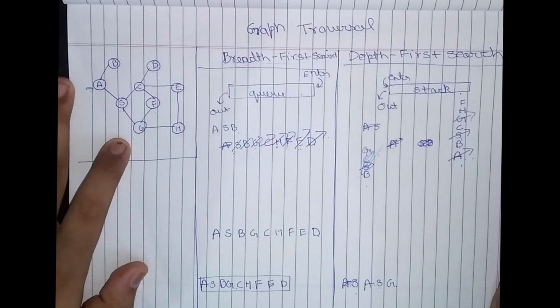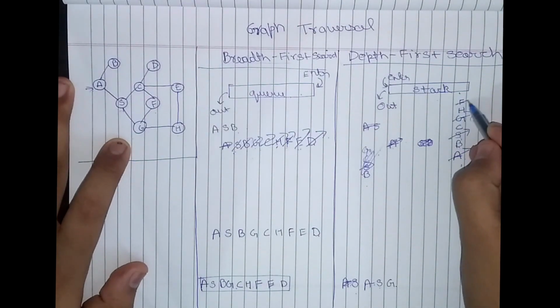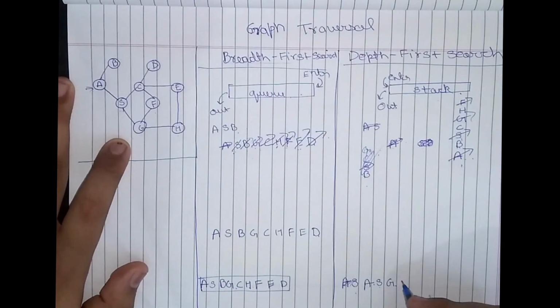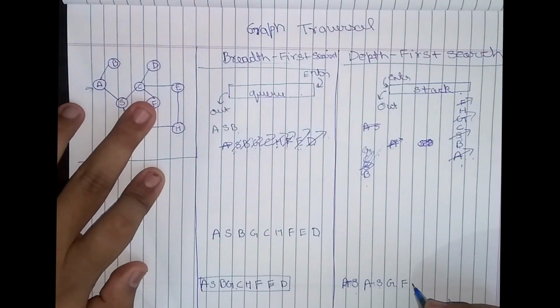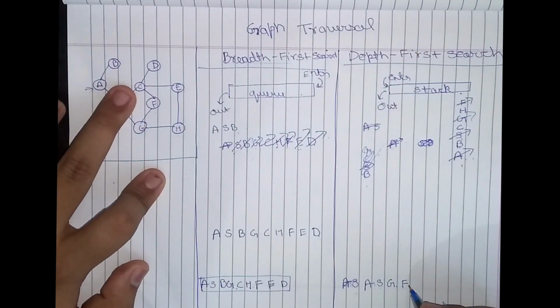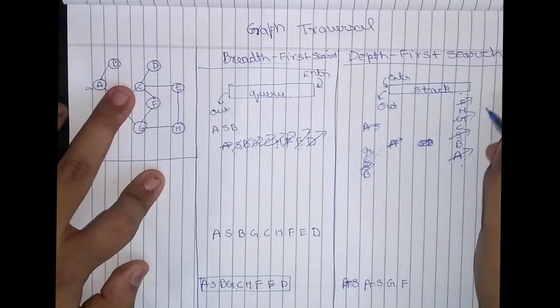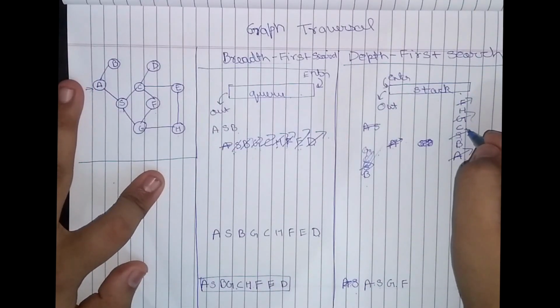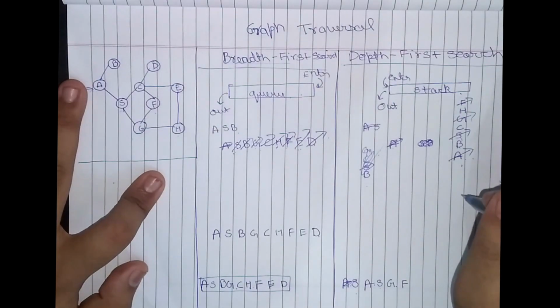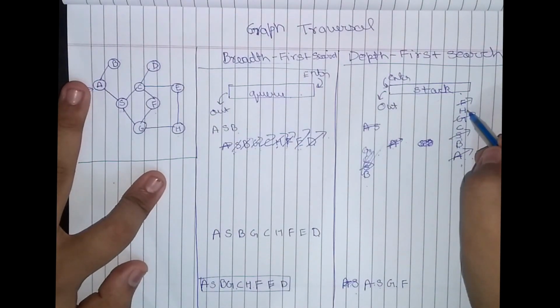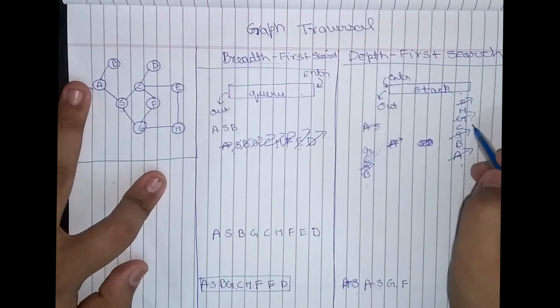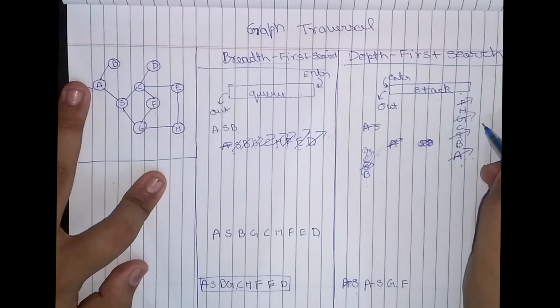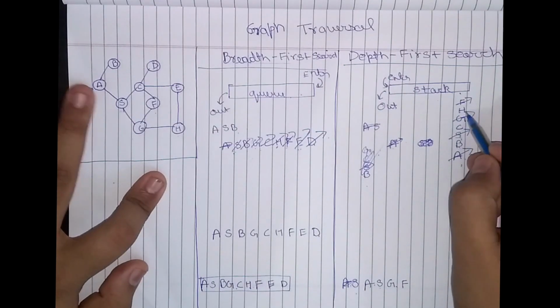Now F pops out. And what is F connected to now? Now we can see that F is connected to C. But we have already visited C over here, so we are not going to write that. So let's ignore that for now. And so there's nothing else that F is connected to that we haven't seen yet. So now let's go to H.